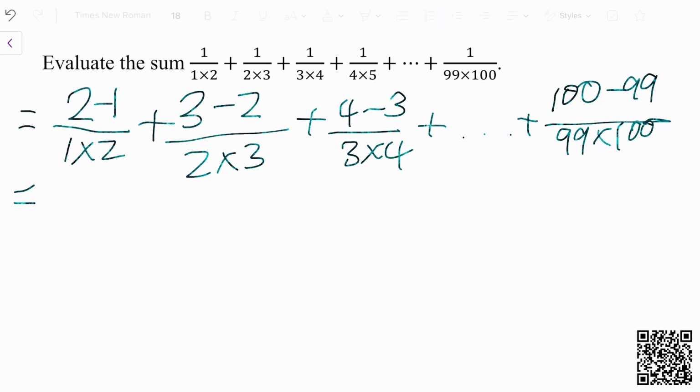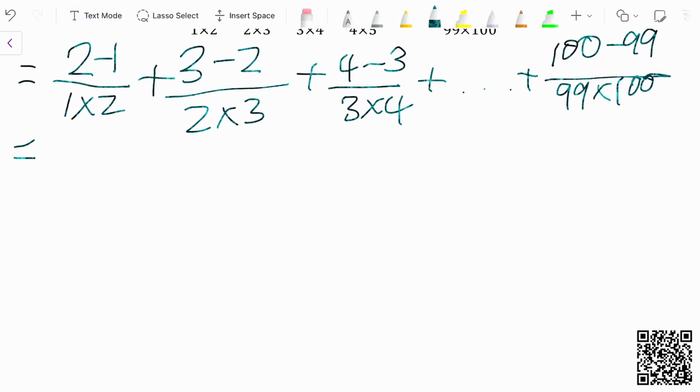If you split these up into two pairs, so for example, the 2 over the 1 times 2 minus the 1 over the 1 times 2, then you would be able to simplify these, and you would get, as you can see, 1 minus 1/2. And you might be like, sure, that's one number, but now what? It also works the same for literally everything else, including the last one.